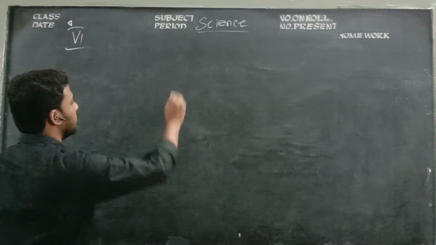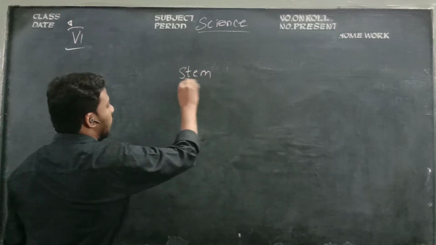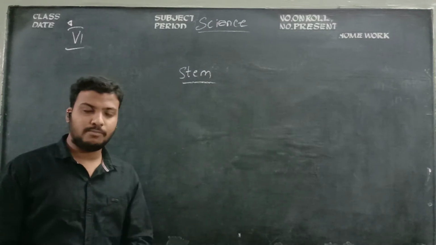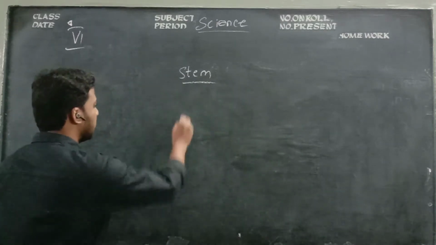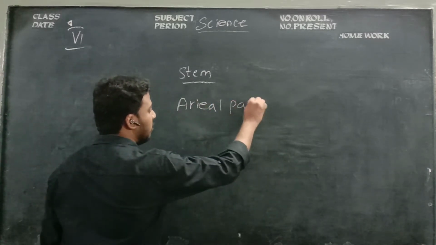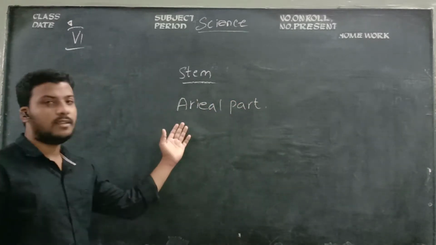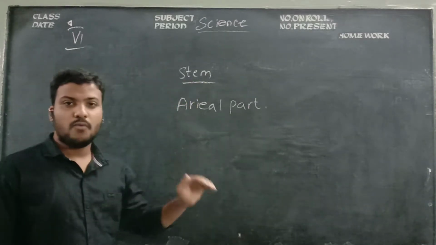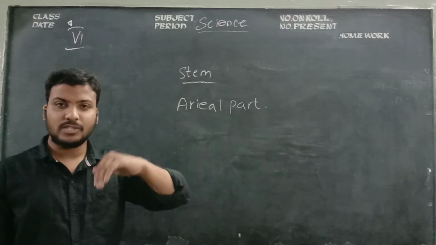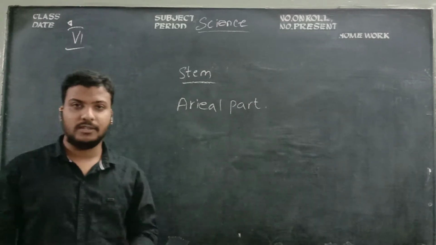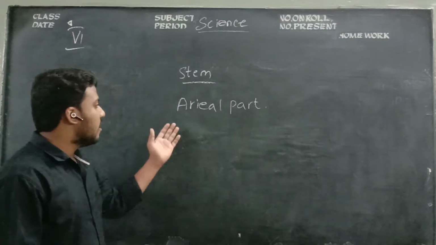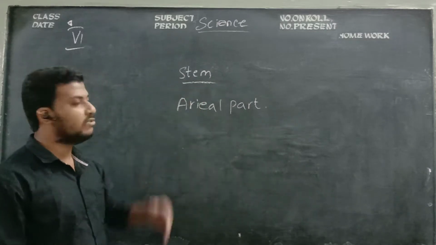So, stem. What is stem? The aerial part of a plant body is known as stem, children. What is aerial? Aerial means this part will be in the air itself. Yes or no, children? You know aeroplanes, the name aero. Aero means what? In air. So here the aerial part of the plant body is the stem.